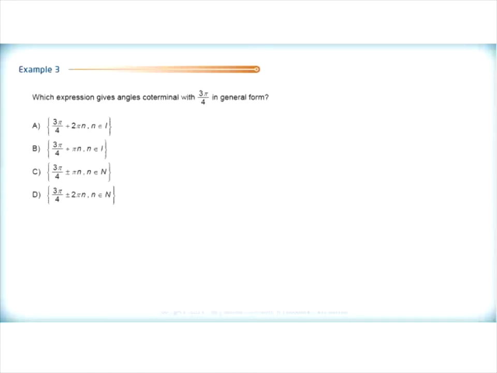Example 3. Which expression gives angles that are coterminal with 3 pi over 4 in general form? 3 pi over 4 plus or minus 2 pi n, where n is an element of the natural numbers. That's what we just learned. 3 pi over 4 plus or minus 2 pi n, where n is an element of the natural numbers. Correct answer is D.